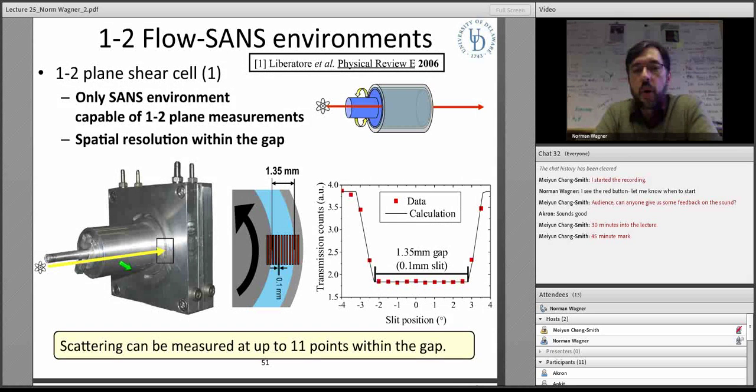Okay, so our sample environment is a couette geometry that's sealed, turned on its side. There are windows for the neutrons to go through. And through the use of a slit, we can collimate and look at different parts of the flow field that's shown here. You can see the scattering transmission through the gap, if you will.